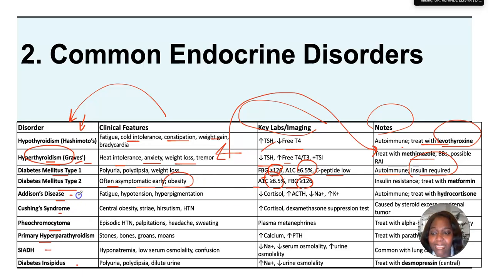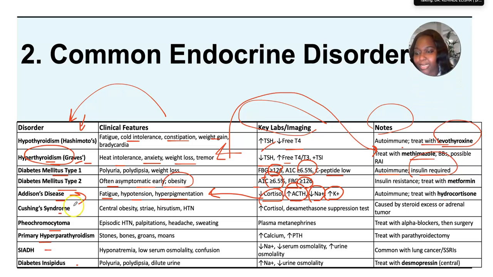What about Addison's disease? Fatigue, hypotension, hyperpigmentation. What do we see? Decreased cortisol. We see increased ACTH. We see decreased sodium level. We see increased potassium. Got to pay attention to that. The lab you're going to see is also a trap for you. They're going to tell you a patient comes in, and on reviewing the labs, you see increased ACTH, decreased cortisol, decreased sodium. They will describe these labs and pair them with the symptomatology. Now, it's an autoimmune condition. You can treat it with hydrocortisone.